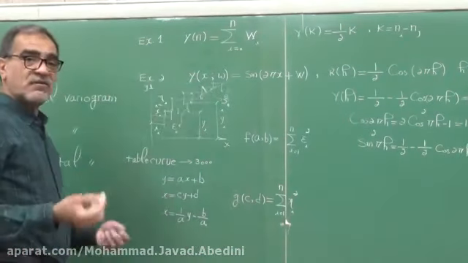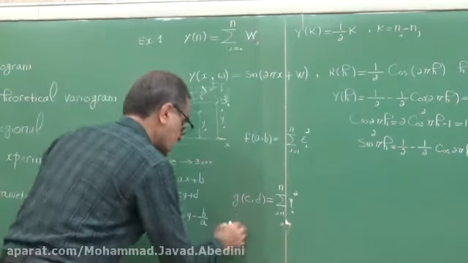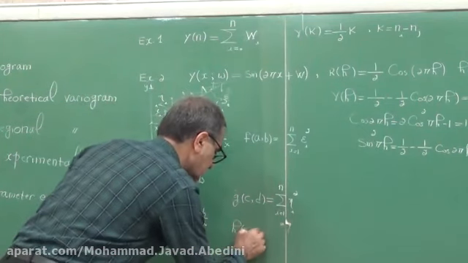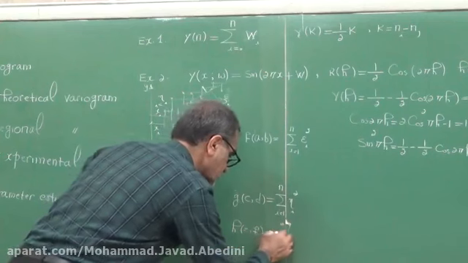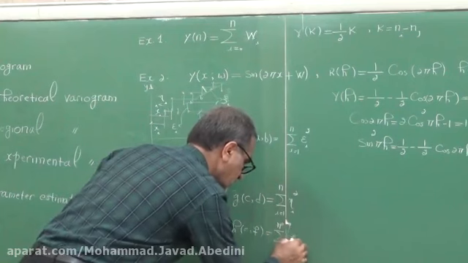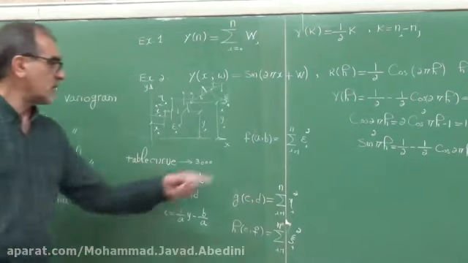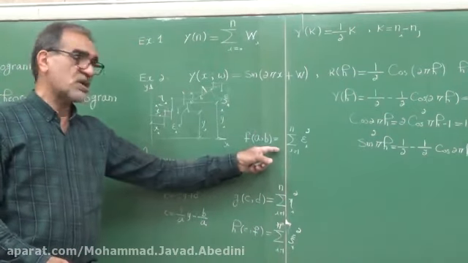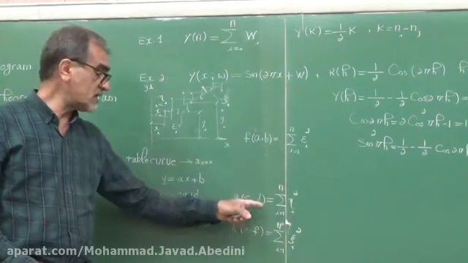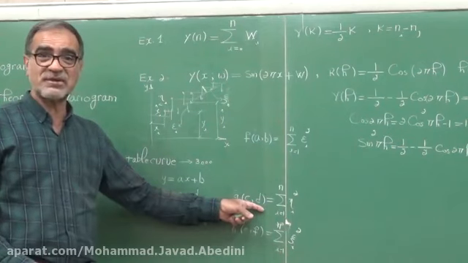If both X and Y are corrupted by noise, then this is FGH as a function of E and F, which has to be equal to the summation i from 1 to n of psi i to the power of 2. In this case, your x is not corrupted by noise, but y is corrupted by noise. In this case, x is corrupted by noise, but y is not corrupted by noise.